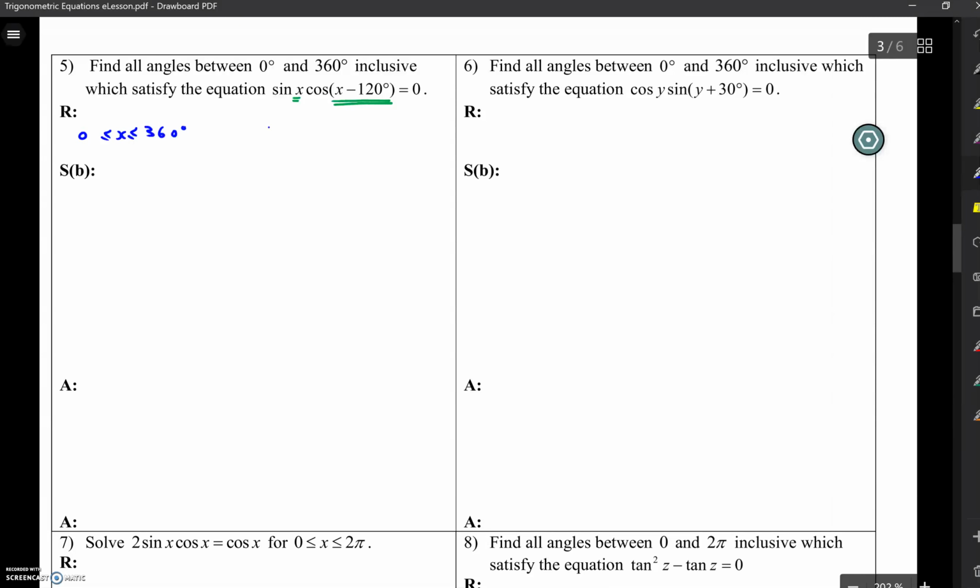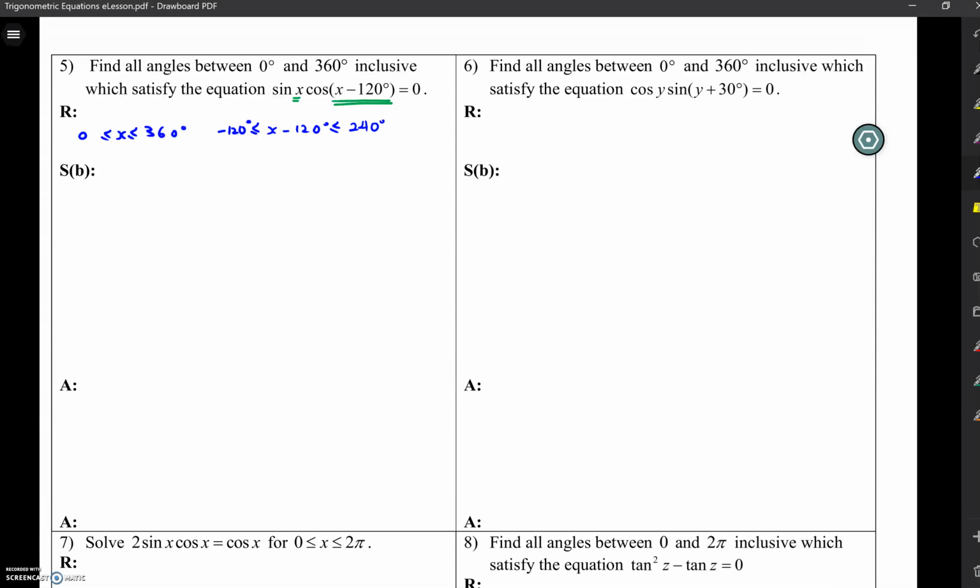Okay, but for x minus 120 degrees, in order to find the range, what we need to do is just substitute the lower limit, the value of 0, into the x. So 0 minus 120 degrees is equal to negative 120 degrees. Similarly, 360 degrees minus 120 degrees is equal to 240 degrees. So this is the range we are finding for.